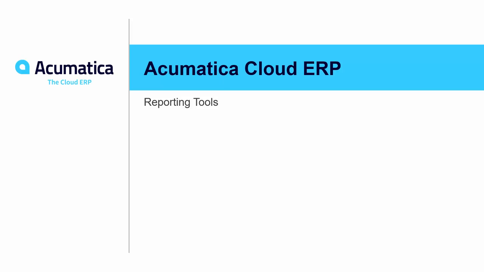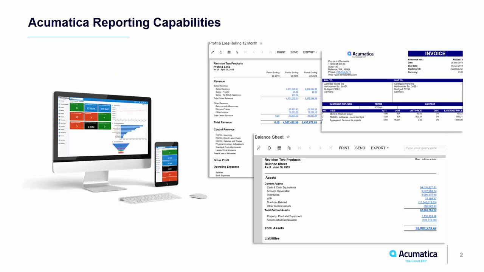Reporting tools. Acumatica provides reporting tools to deliver tailored business intelligence views to users in your organization. Using Acumatica's reporting tools, you can modify existing Acumatica reports and develop new ones. These can be delivered online, converted to PDF or Excel, and delivered via email.